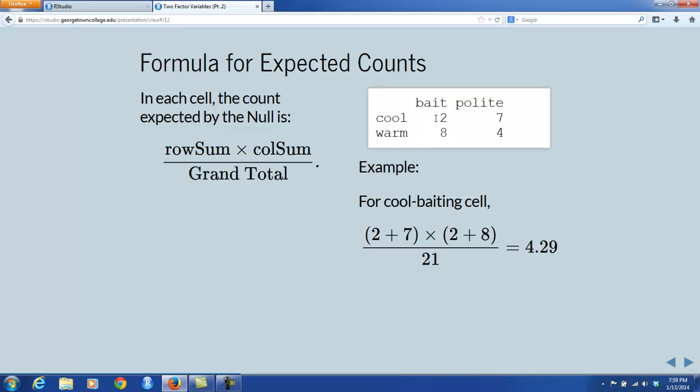So for example, the cool baiting cell, where we actually saw a 2, here's how you would find the null's expected count. You would look at the row sum, the 2 plus 7, here it is. You would look at the column sum, the 2 and the 8, and here it is. You would multiply them together, and you would divide by the grand total, the 21 incidents. And that does work out to about 4.29. So that formula can always be applied to quickly find the null's expected counts, and that's good in case you happen to have a rather large two-way table with lots of cells in it.